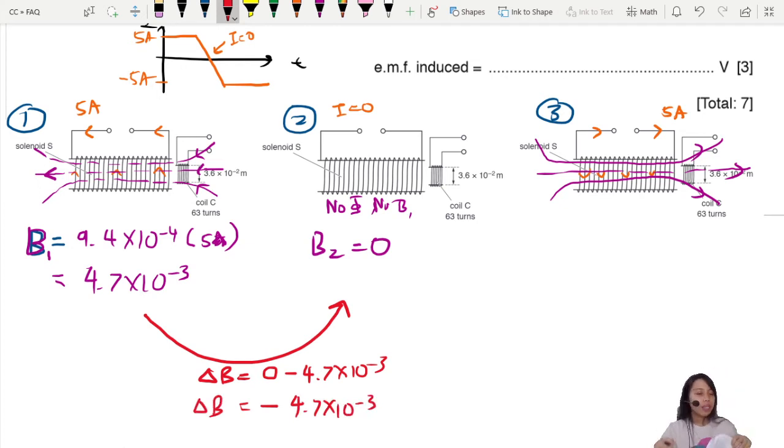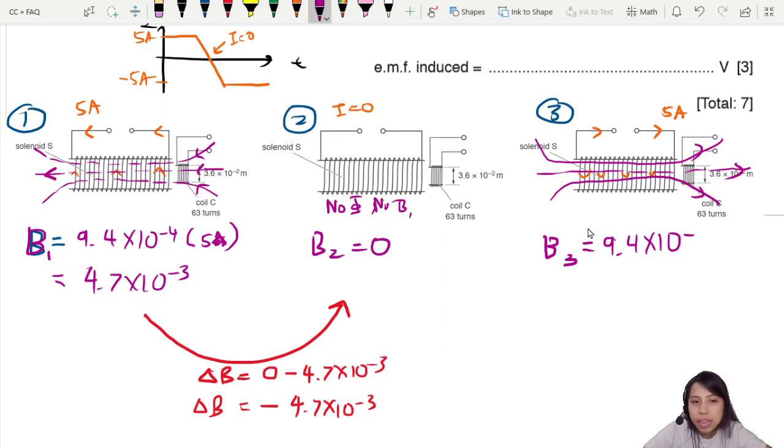So if you just plug this inside your equation up there, it's not complete. You're only changing it halfway, from some flux to no flux. But there's one more change. This one is still 5 amps, but in the opposite direction. So to represent that, I'm going to use a negative sign, and I will write B3 equals 9.4 times 10 negative 4, but negative 5, just to remind myself that now the current is reversed. So this one is still 4.7 times 10 negative 3 Teslas, but there's a negative sign here.